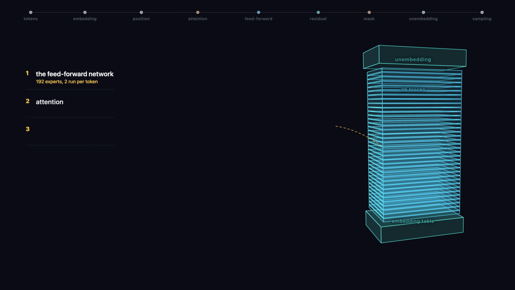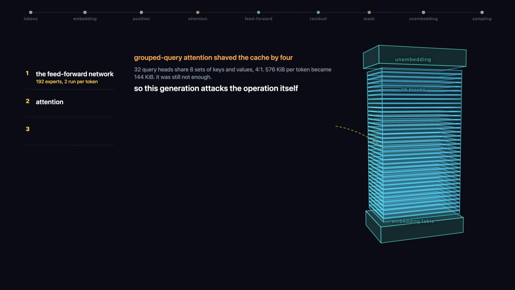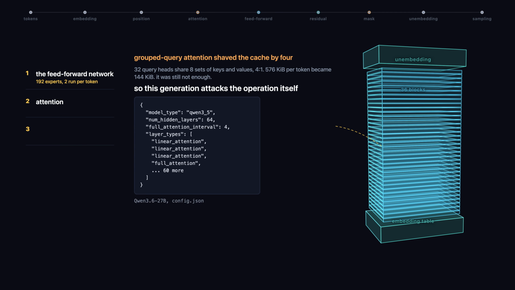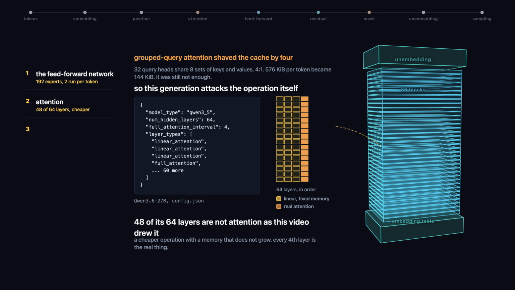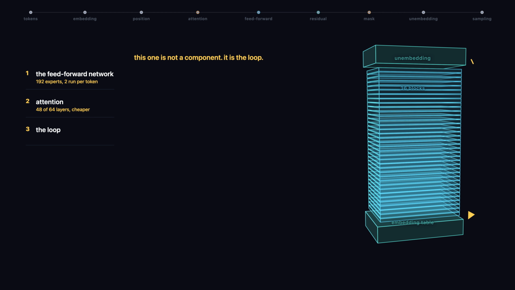Swap 2. Attention. We saw why the KV cache is expensive. Grouped query attention shaved it by 4. That was not enough, so the current generation attacks the operation itself. Here is the configuration file of a Frontier Open model from this year. Look at what it says about its own layers. 3/4 of its attention layers are not attention as I described it. They are a cheaper operation with a fixed size memory, and every 4th layer is the real thing, holding the whole picture together.